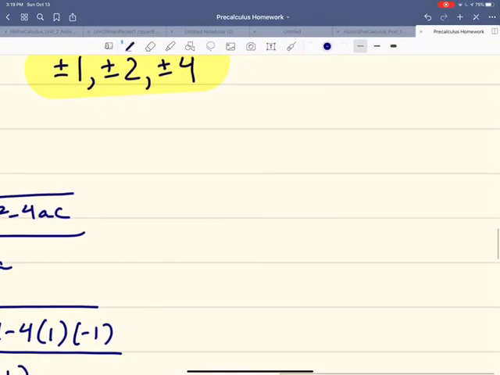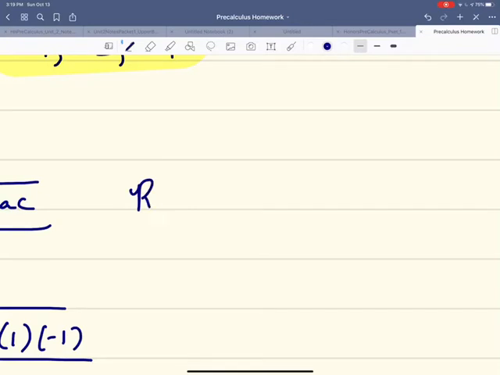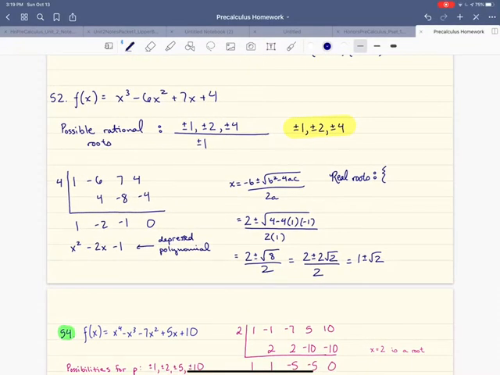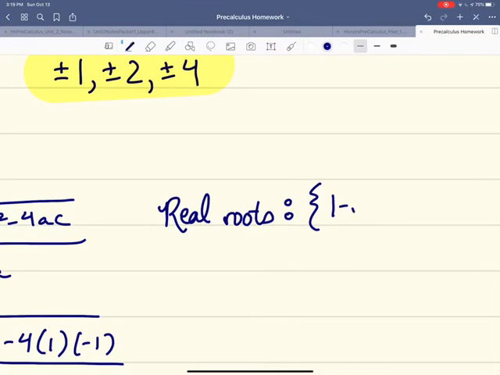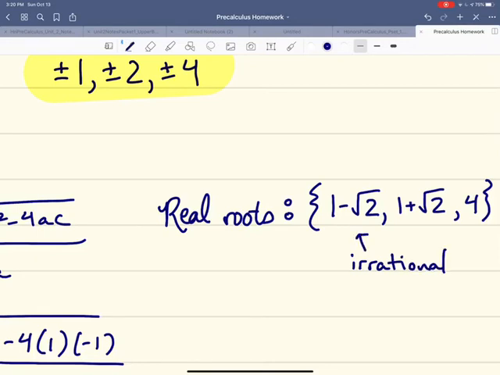in a list. So we have 1 minus root 2, then we have 1 plus root 2, then we have 4. Each of these first two are irrational, and then we have that 4 is rational.